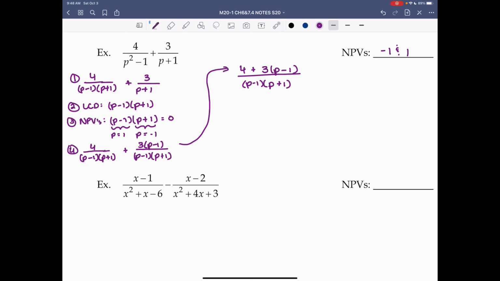We can simplify this. 4 plus, multiply the 3 into the brackets. We get 3p minus 3 over (p minus 1)(p plus 1). And then we have 3p plus 1, negative 3 plus 4, over (p minus 1)(p plus 1). And then is the top factorable? No, we can't factor 3p plus 1, so we can't reduce at all. This would be our final answer.